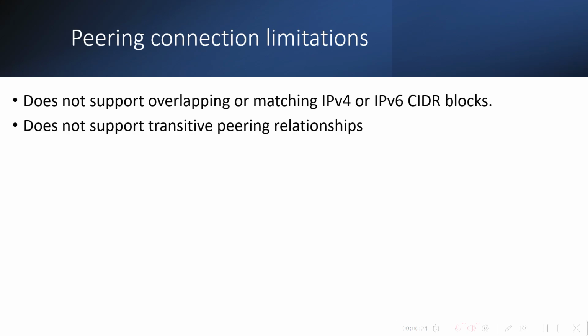VPC peering does not support transitive peering relationships. What does that mean? If you are peering VPC A with VPC B, and you are peering VPC B with C, that doesn't mean VPC A and C peering will automatically happen. You have to create a separate peering connection between VPC A and C. This is the meaning of the transitive peering relationship, which is not supported by AWS peering connections.